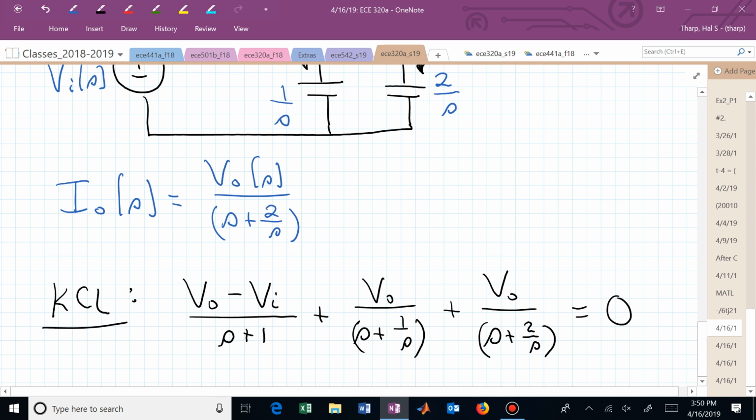And I'm just going to find the expression. Once I find the expression for v sub 0, I can plug it in to the previous form right there. And now I have my i sub 0 of s in terms of a bunch of s's and v sub i, and I can solve for the transfer function.